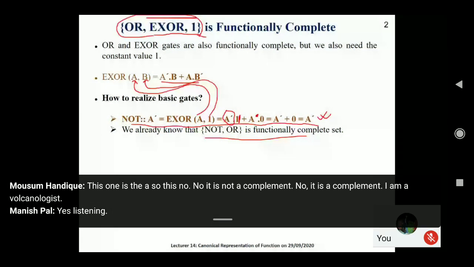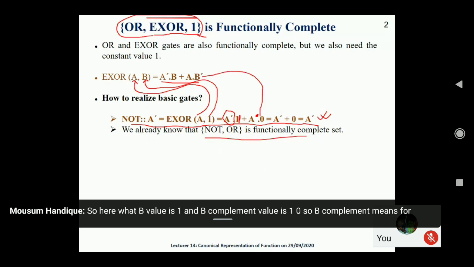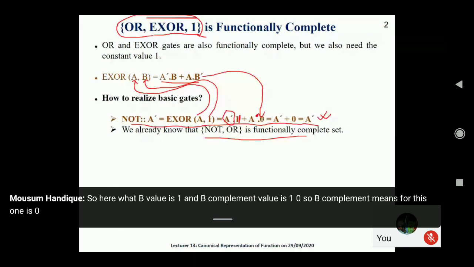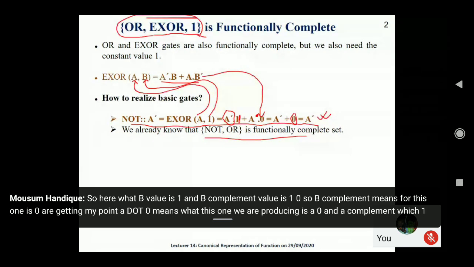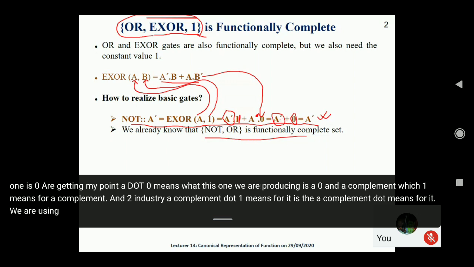Now see here b complement. So here what, b value is 1 and b complement value is what, 0. So b complement means what, this one is 0. Are you getting my point? A dot 0 means what, this one we are producing as a 0. And a complement dot 1 means what, it is the a complement. Dot means what, we are using the product term. A complement plus 0 means what, a complement.